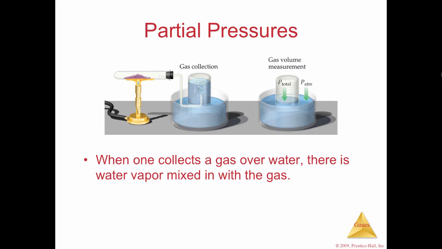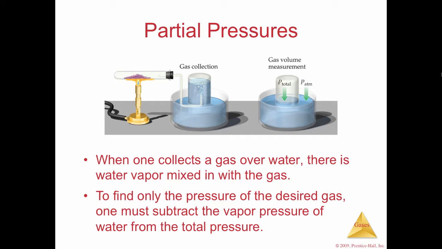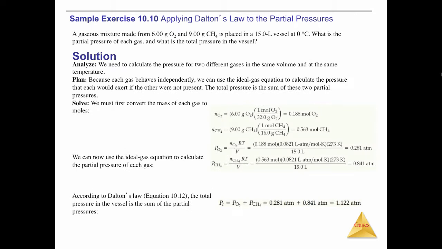gas. So not only do you have the gas that you want to be collected, but you also have water molecules that have left the surface of the solution and have also gone into the gas phase. To find only the pressure of the desired gas from your reaction, you must subtract the vapor pressure of water from the total pressure. Sample exercise 10.10, applying Dalton's law to the partial pressures.